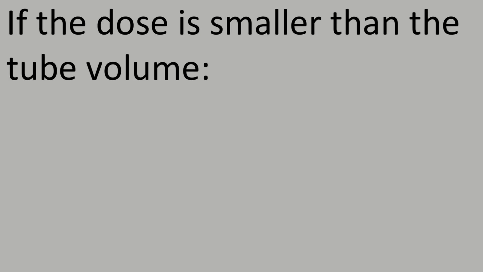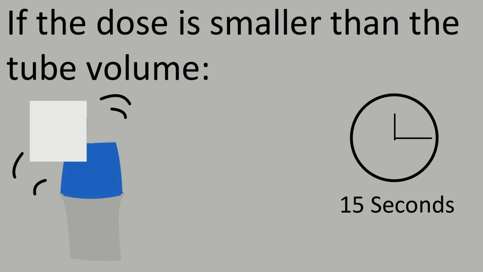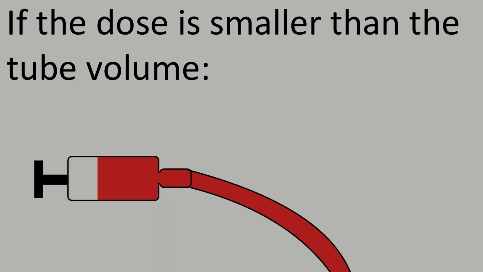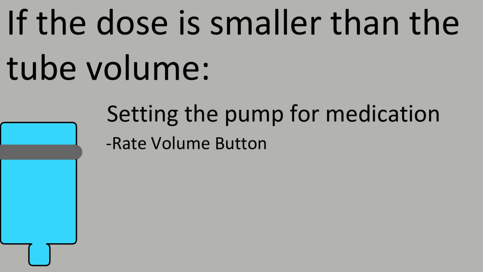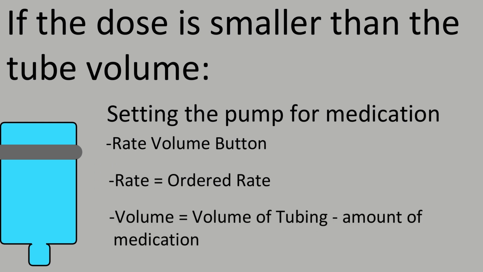If the dose is smaller than the tubing volume, wash hands, don gloves, clean the hub for 15 seconds, and slow push the medication. Attach the flush, slow push the remaining volume of the tubing. Place the flush on a pump, program it with the medication using the rate volume button. The rate is the ordered rate, the volume is the volume of the tubing minus the amount of the medication. When the flush is complete, turn off the module.